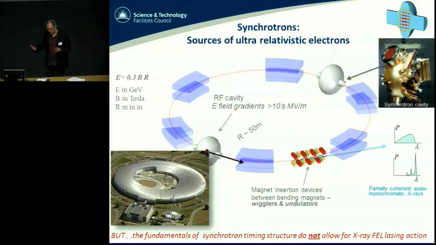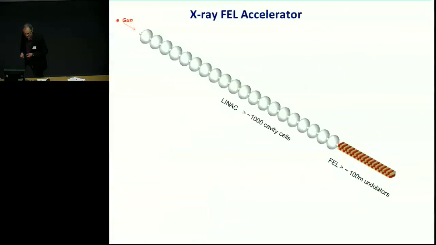The answer is absolutely not. The timing structure of the synchrotron does not allow for X-ray FEL lasing action. And even if you could microbunch them, I believe it's disruptive to the synchrotron, which is trying to be held in equilibrium. Other greater minds than mine have thought about that and not come up with any answers. You can't retrofit them onto synchrotrons as much as you may like to.